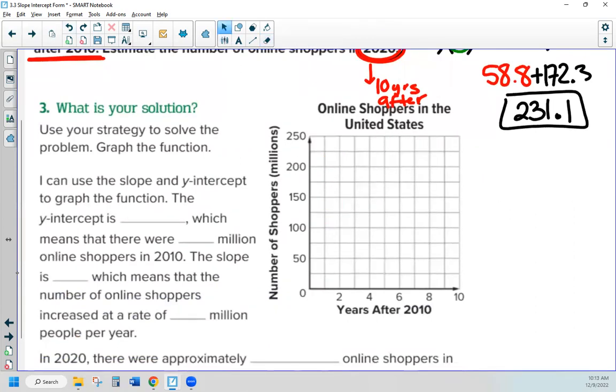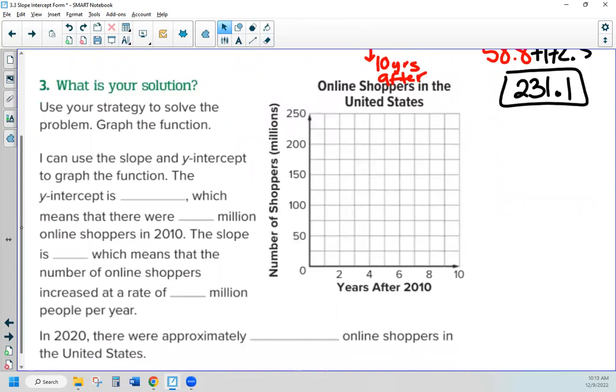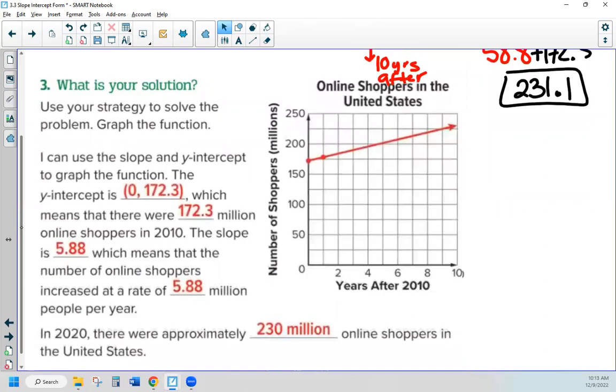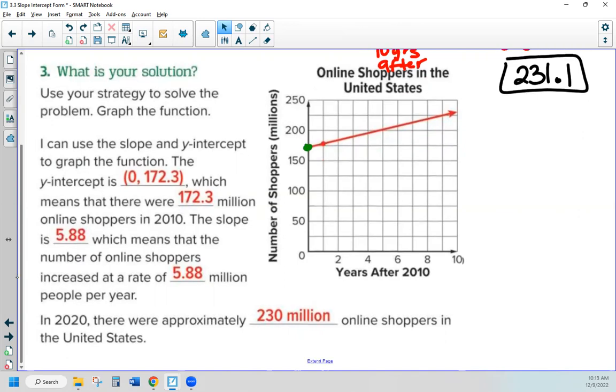Those of you that want to fill up that part in your book: I can use the slope and y-intercept to graph the function. The y-intercept would be your starting point. There it is. So your y-intercept would be the (0, 172.3), which means that there were 172.3 million online shoppers in 2010. Like I said, that's the starting point, and your starting point is always your y-intercept. The slope is 5.88, which means that's how much we're going to be adding every year. 5.88 million every year.